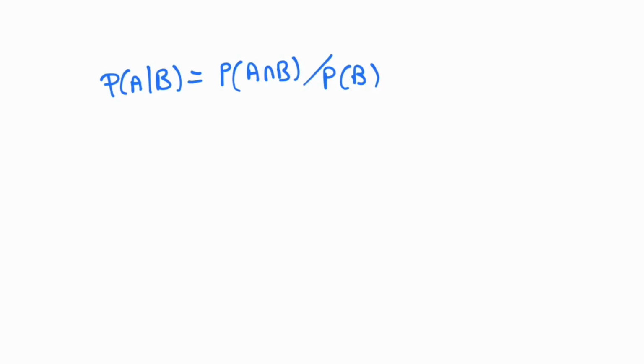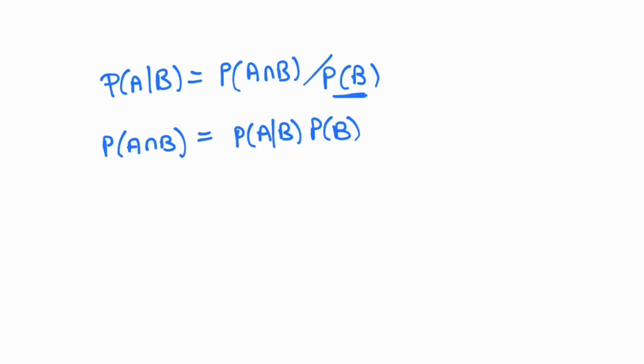And if I were to bring the probability of B in the denominator over to the other side, I have a similar formula that is often very useful. The probability that A occurs and B occurs is the probability that B occurs, and then given B has occurred, the probability that A occurs.